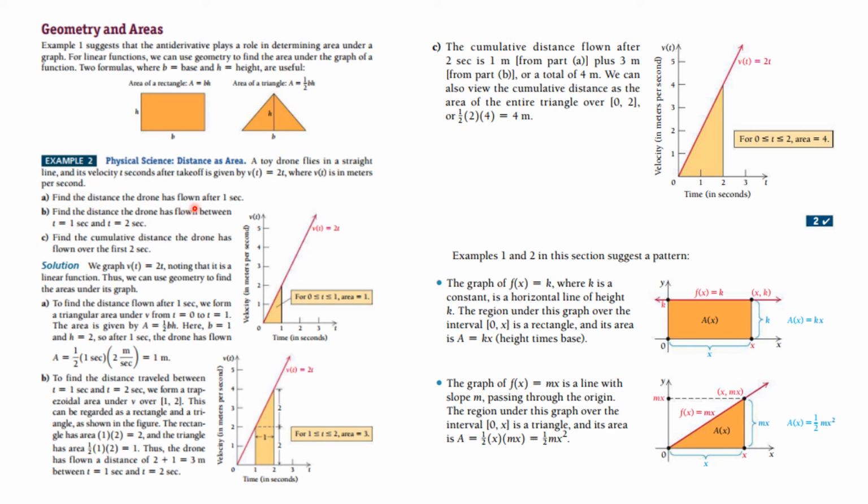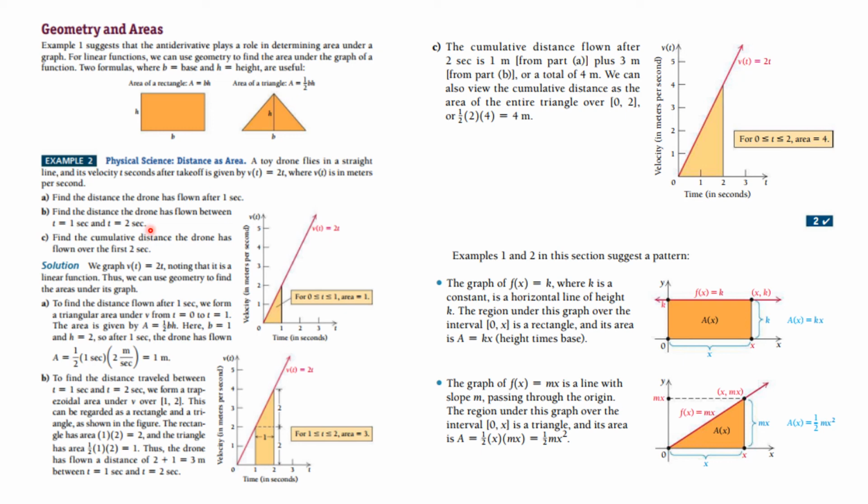Find the distance the drone has flown after 1 second. Well, after 1 second, the distance is going to be the area under the curve. Now, the area is 1. You can say it starts at 0 and it's accelerating and goes up to 2, which means its average velocity is 1. So this area is equal to 1. It's the area under the triangle.